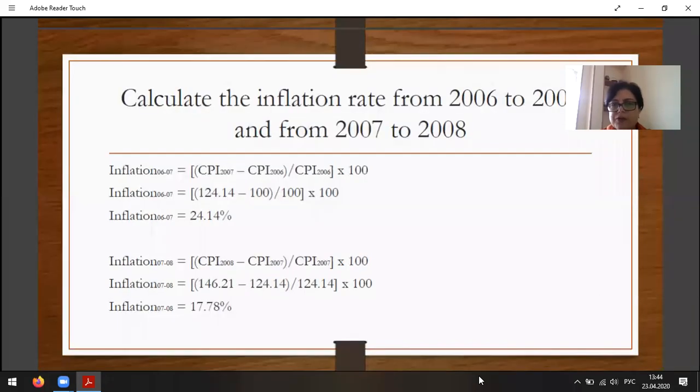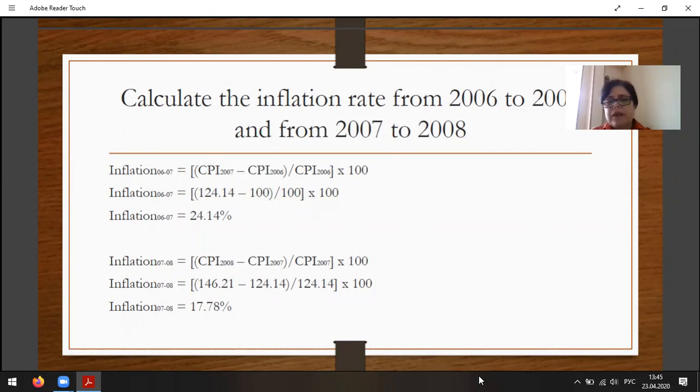Okay, because we have 3 years: 2006, 2007, and 2008. By the way, I would like to repeat once more that this is a hypothetical example. So the inflation rate for 2006 and 2007 we can calculate by substituting the respective values into the general formula.